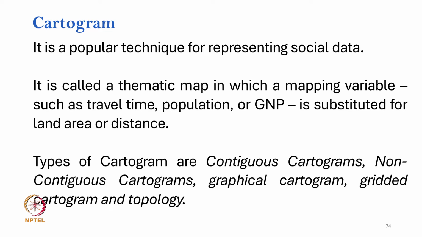Another kind of geospatial visualization is cartograms. These are popular techniques for representing social data, also called thematic maps, in which mapping variables such as travel time, population, or GNP are substituted for land area and distance.